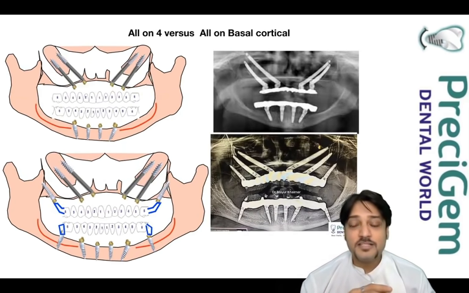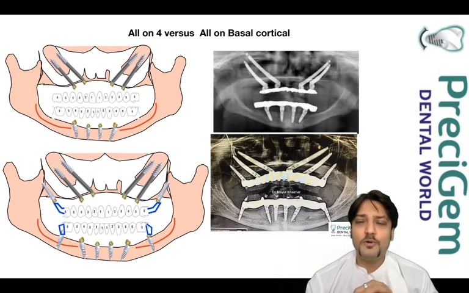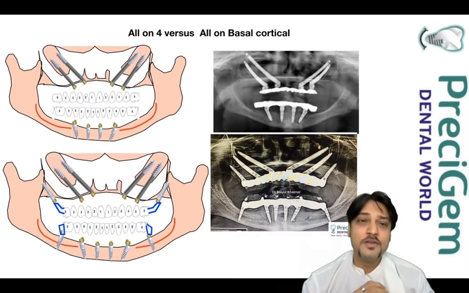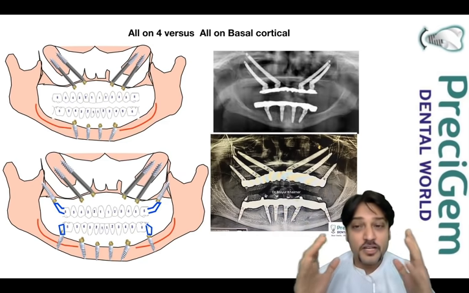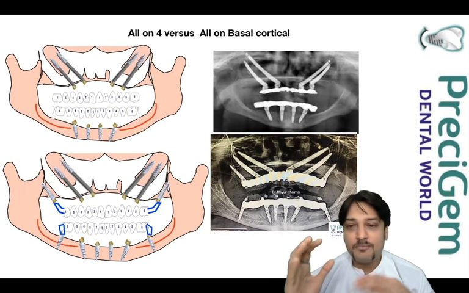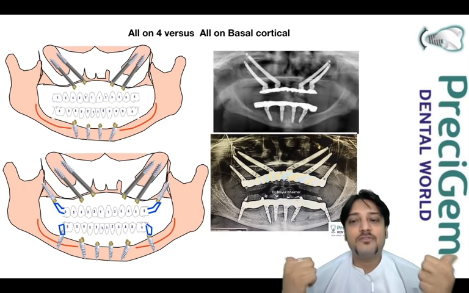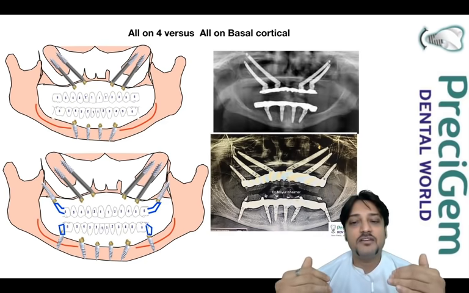So let's see again a case above, which is totally resorbed bone, which is done with all on basal cortical and all on 4. In the all on 4, you can see the pterygoid is untouched. There is really good bone of pterygoid and we can easily avoid cantilever. Whereas in the lower x-ray, you can see even if we place 4 quad zygoma, we approached pterygoids and we were in a situation to give the patient a firm teeth prosthesis, and in the same way the lower was also done.